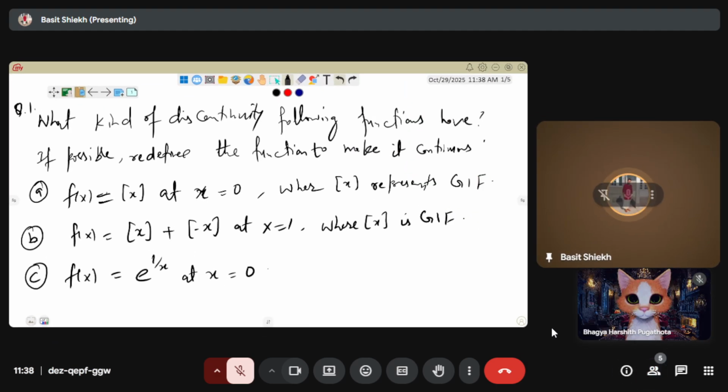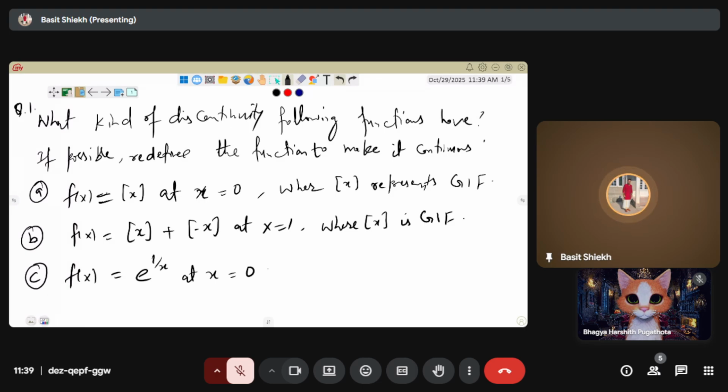First was missing point discontinuity, second was isolated point discontinuity. And in non-removable discontinuity, we had three types. One was finite type, in which both the limits exist, but they are not equal, and both are finite. In second, we had infinite type of discontinuity, in which one may or may not exist, or one is infinite. These are obviously non-removable. In the finite case, we call it jump discontinuity.